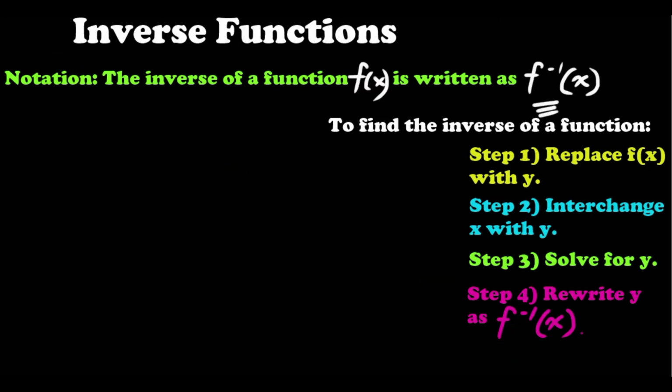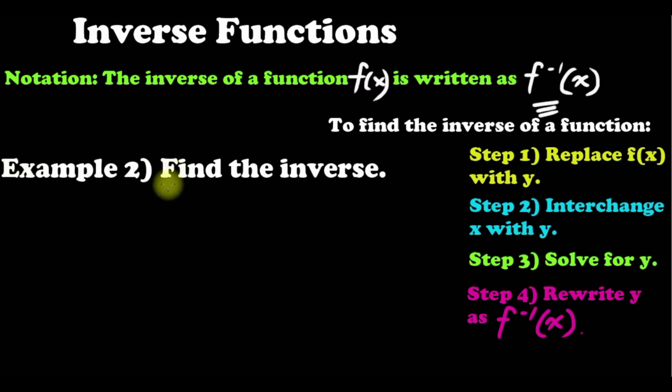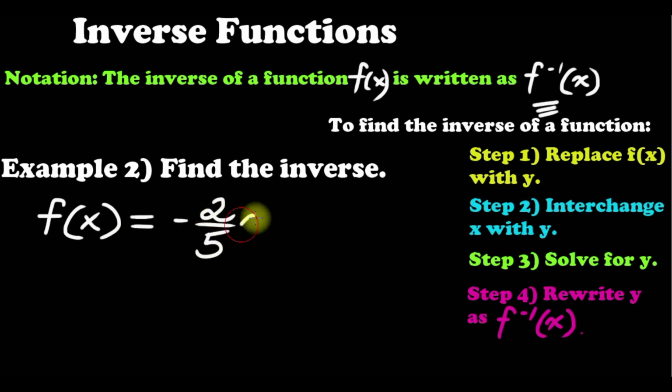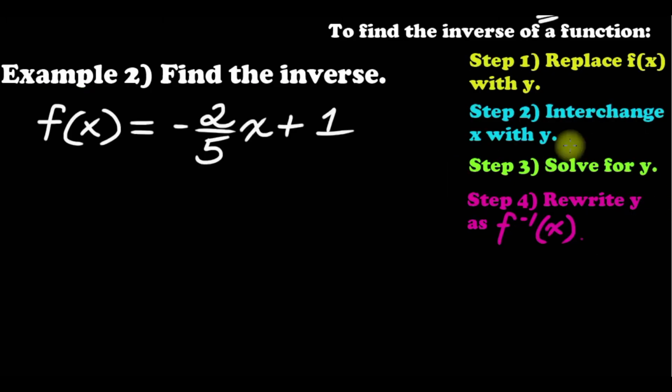So let's take a look at an example. This example is to find the inverse given that f of x is negative 2 over 5x plus 1. We have to come up with the inverse of f of x, and we have a procedure, a process that we can use. Here, the first thing we have to do is replace f of x with y. So y equals negative 2 over 5x plus 1.